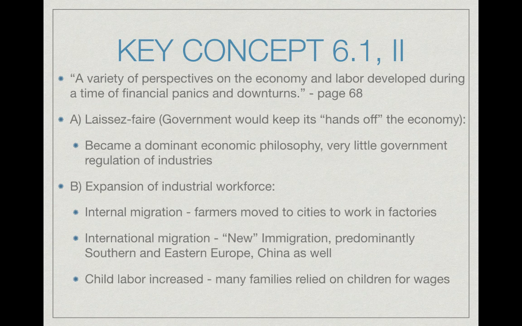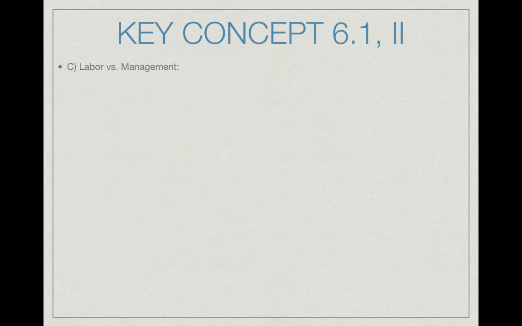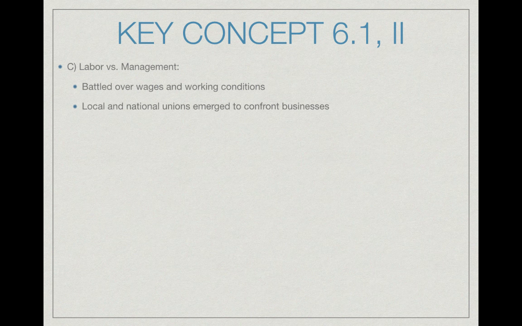Child labor would also increase because many families relied on children for wages. And this huge supply of workers led to lower wages for workers working in factories. Issues such as labor versus management emerge, and they would battle over wages and working conditions, especially in factories. So local and national unions would emerge to confront businesses.